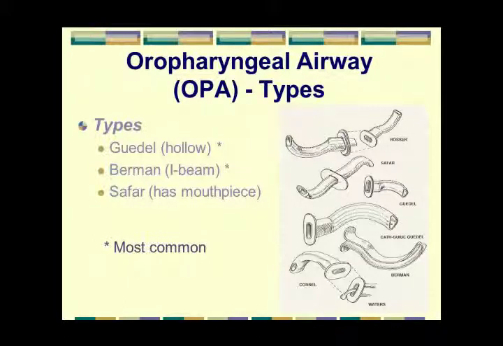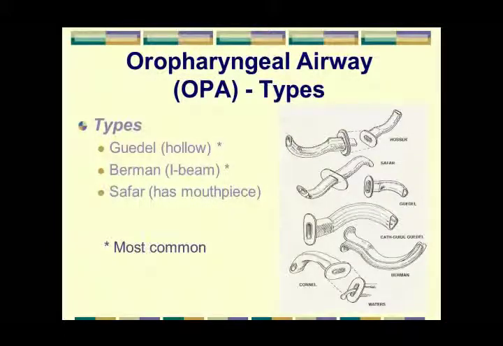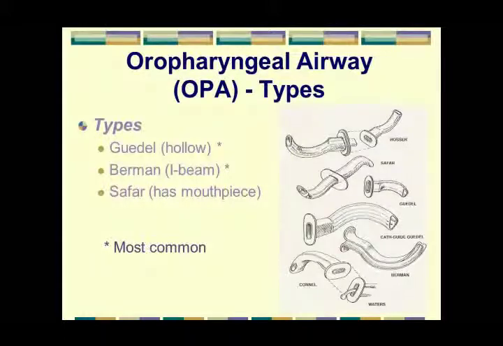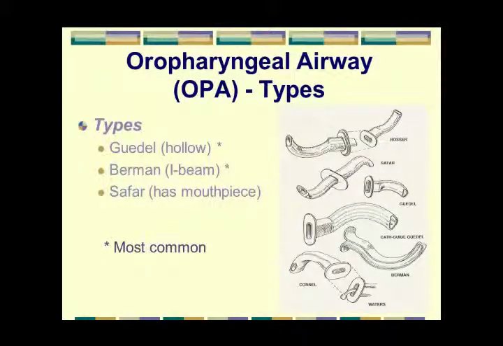The other type is the Guedel, which has a hollow passageway. Now I will tell you, you'll see people who will attempt to pass a suction catheter either through this internal lumen or along the side. Ain't gonna work.